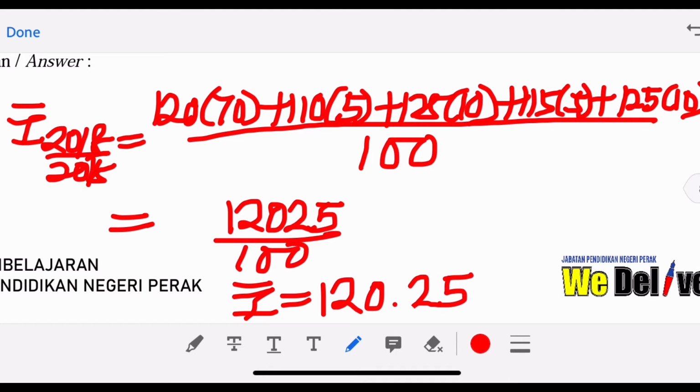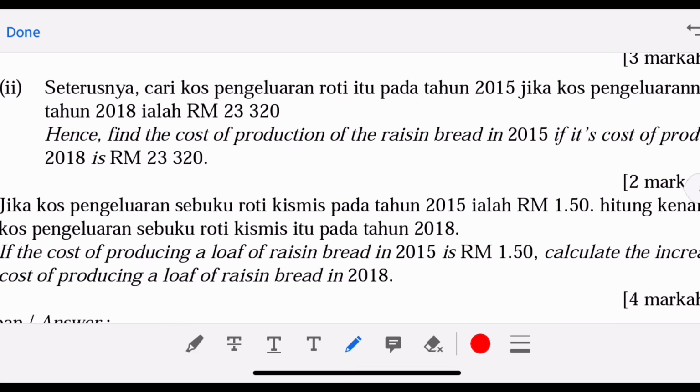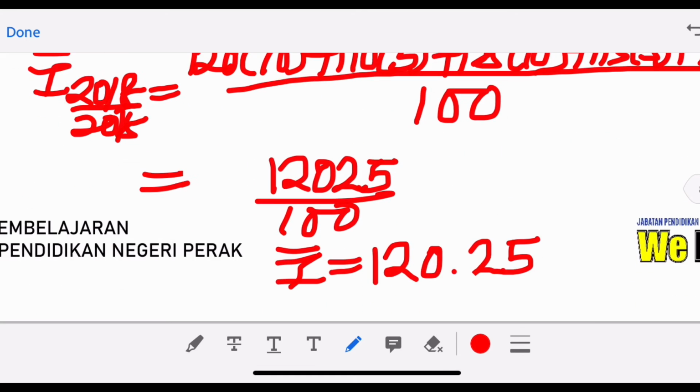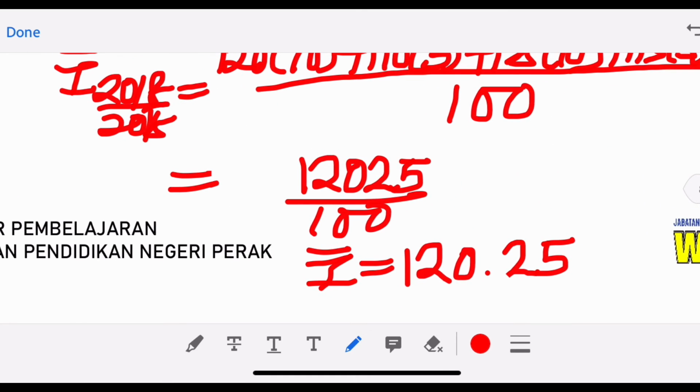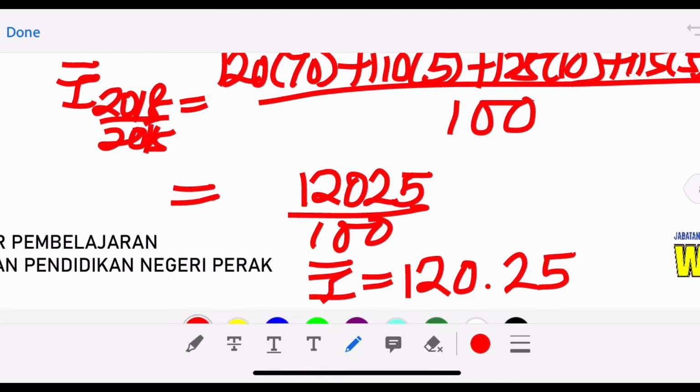Alright, so then we will solve B1, then B2. B2 means we have to use a composite index. Find the cost of production of resin in the year 2015, if the cost of production in 2018 is RM23320.